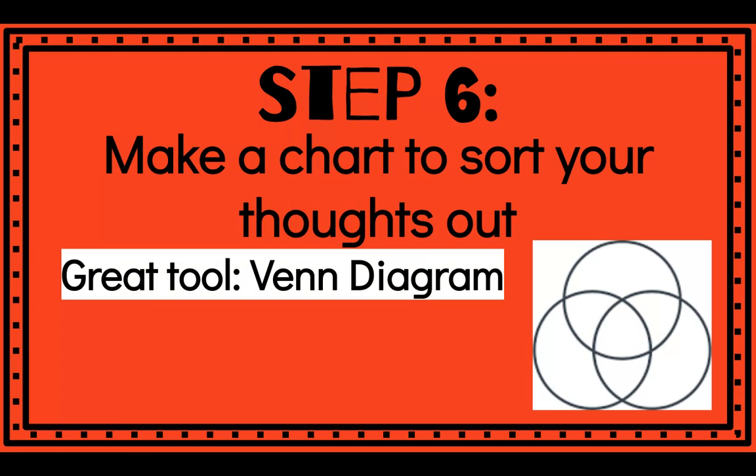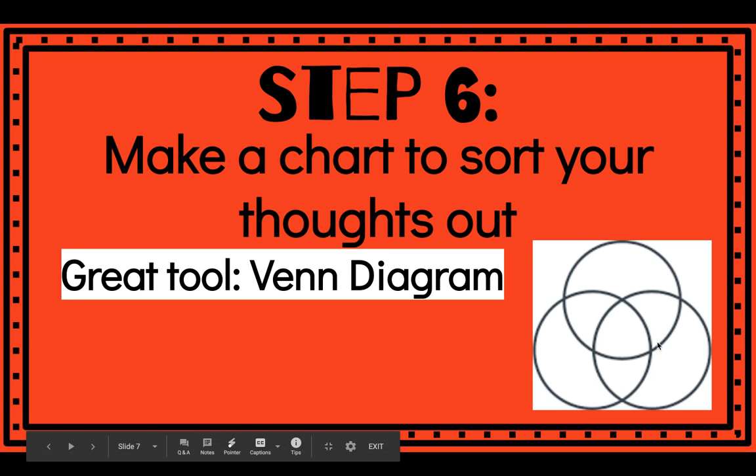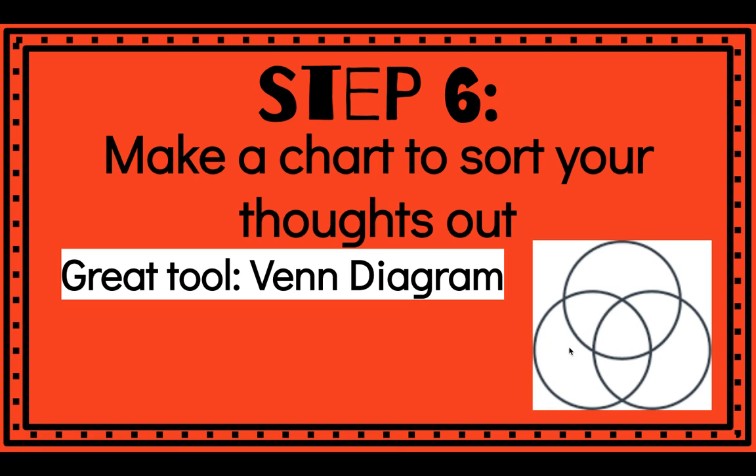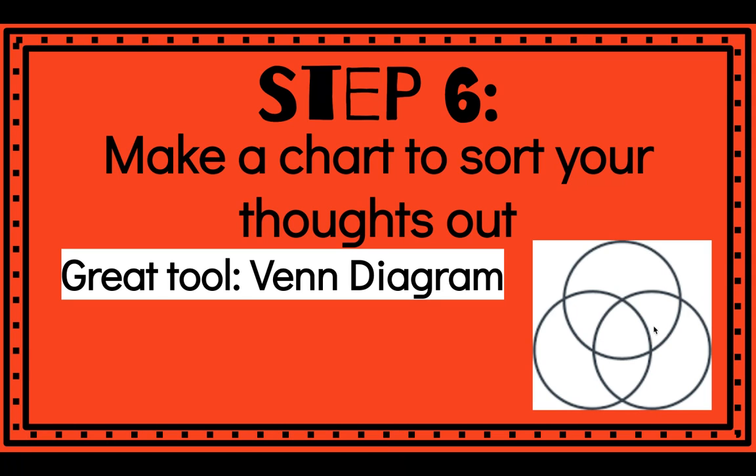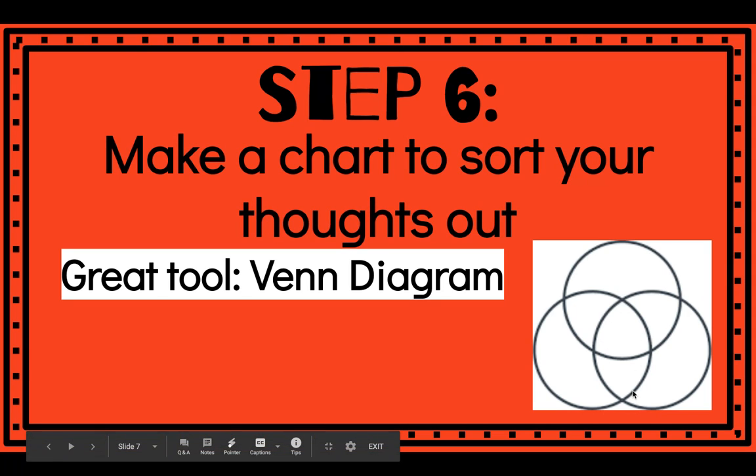Step 6, you're going to make a chart to sort your thoughts out. A great tool to use would be a Venn diagram. Now this has 3 circles. Yours will only have 2. But remember, the left side would be about passage 1, the right side would be about passage 2, and the part it shares in the middle would be about both passages.